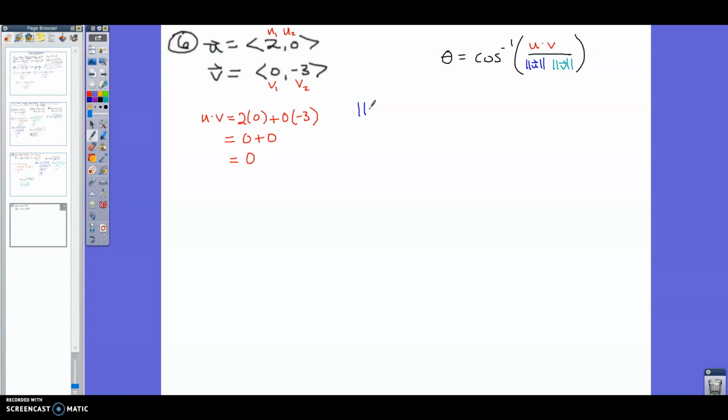So we want to find the magnitude of vector u. I'm not going to write the formula again, but if you need to, you can refer to number 5 or 4. But we're going to take our x component and our y component, and we're going to square those. And then we're going to add them together and take the square root of all. So 2 squared is 4, 0 squared is 0, so we get the square root of 4, which is 2.